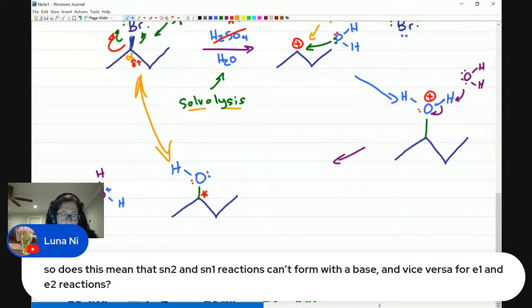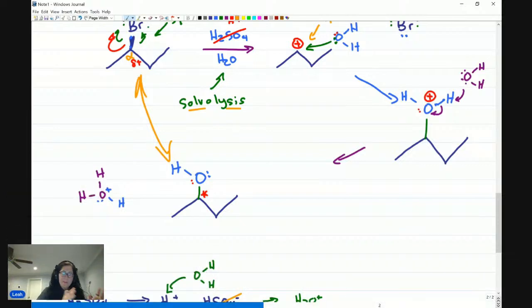Follow-up question. Does that mean that SN2 and SN1 reactions can form with a base and vice versa? Yes and no. A molecule can act as a base or a nucleophile. It simply depends on the context of the situation. I showed you water acting as a nucleophile here, but in the next reaction, I'll show you water acting as a base. And so it's not that a base can't do this and a nucleophile can't do that.